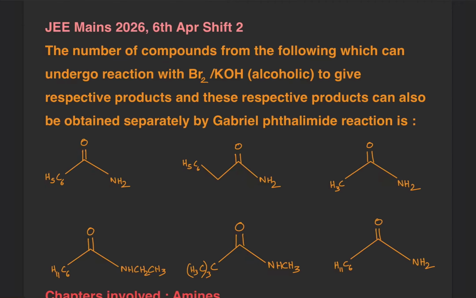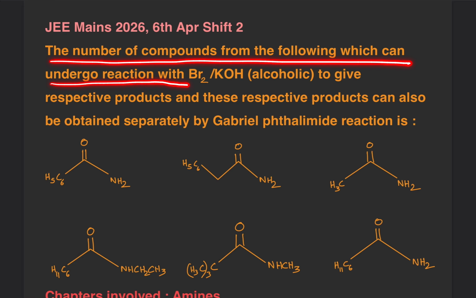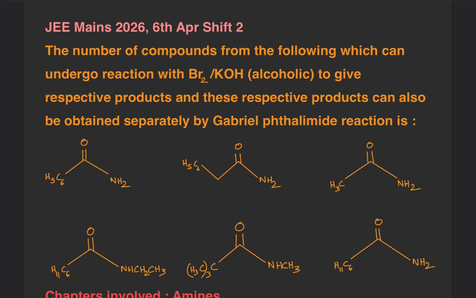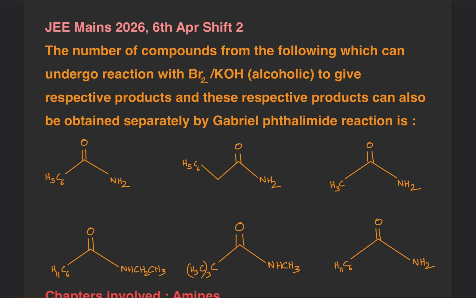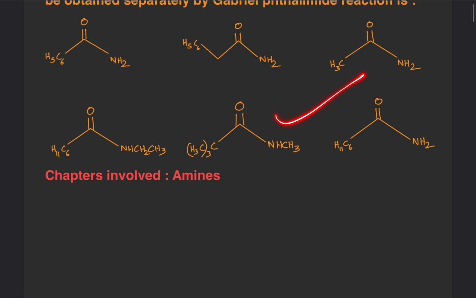Hello everyone. So this is a question from JEE Mains 2026, 6th April Shift 2. The number of compounds from the following which can undergo reaction with Br2 and alcoholic KOH to give respective products, and these respective products can also be obtained separately by a Gabriel Phthalimide reaction is. Okay. So these are some of the compounds given to us, and the chapter involved is amines.